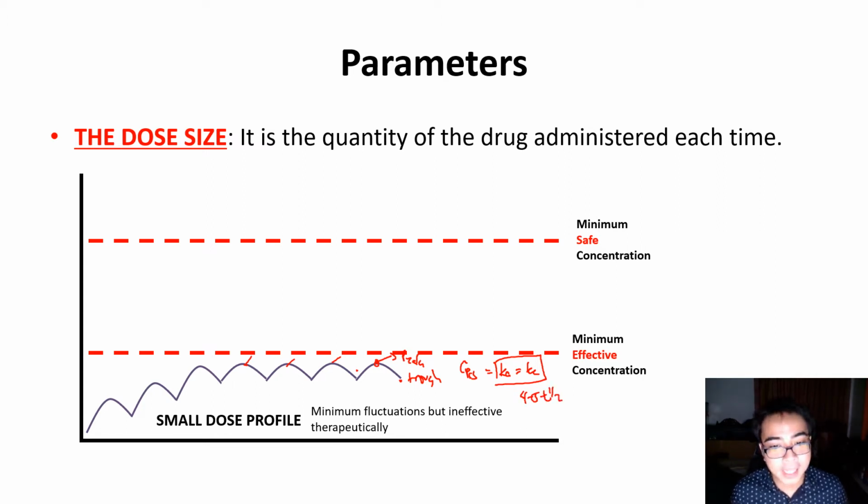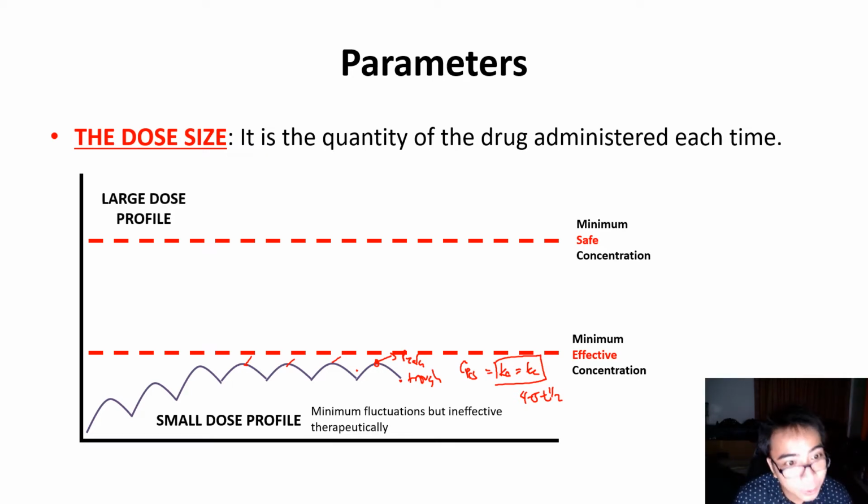So, class, sinasabi natin minimum fluctuations kapag konti lang ang difference ng peak concentrations sa trough concentrations. And you achieve this normally if you give the drug at a low dose. Ang problem lang, pag masyado naman mababa ang dose na binibigay mo is, it's not going to create desirable effects. Hindi niya kasi maabot ang minimum effective concentrations.